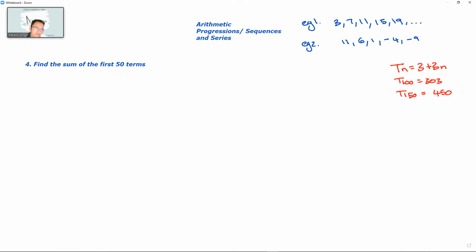Now, if that's the case, we're basically using a new formula, and this formula is called Sn, which is the sum of n terms. It's also given to you in your formula sheet, and it's formula driven. The formula looks like this: n over 2 multiplied by 2a plus (n minus 1) times d.